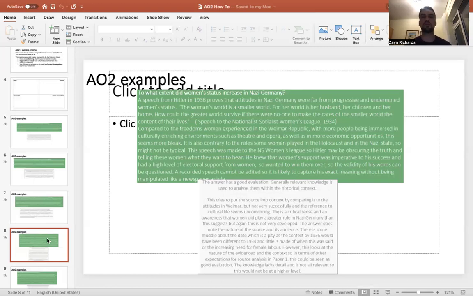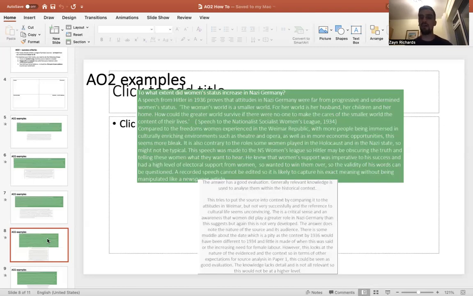First of all, the provenance and the own knowledge are just not detailed and not specific enough. So let me just show you how this answer could have been improved. Where it says this speech was made to the National Socialist Women's League, there needs to be more there. They need to be thinking about the context as to what was happening at the time, which meant that Hitler was giving this speech.